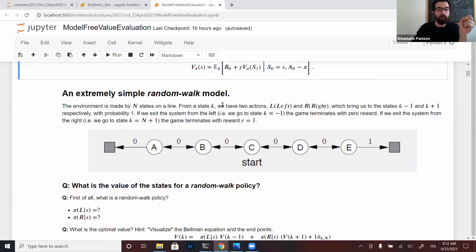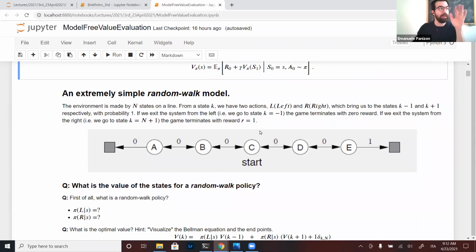What we mean by a random walk model is that the environment is just a string of states. Here they are called A, B, C, D, E. We will call them with numbers starting from 0: 0, 1, 2, 3, 4. In every state you have two actions, just go left and go right.